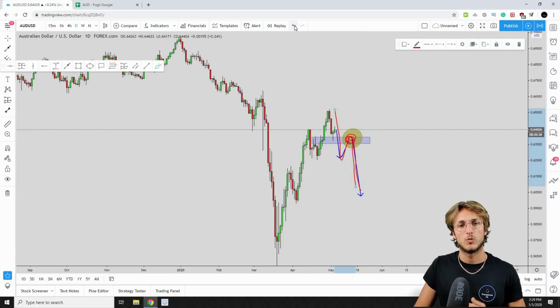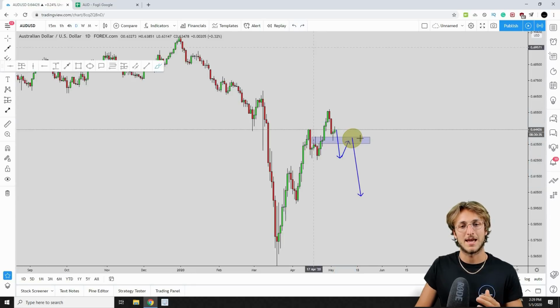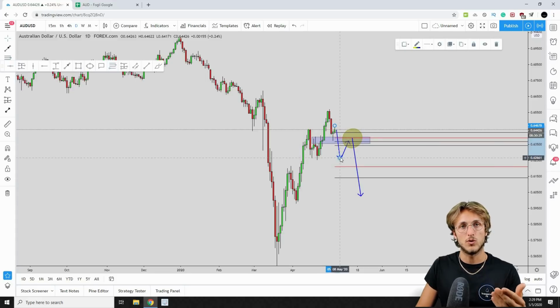What we will also have is extra confluence inside of this area from the Fibonacci taken from the high to the low of the new impulse that the market will create, giving us extra confluence of resistance inside of this area. So everything will be lining up to the downside.